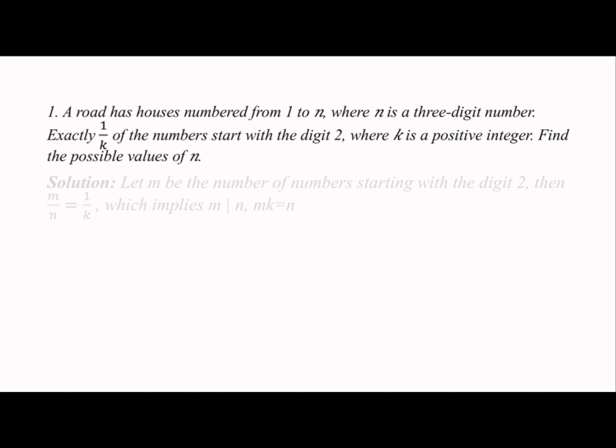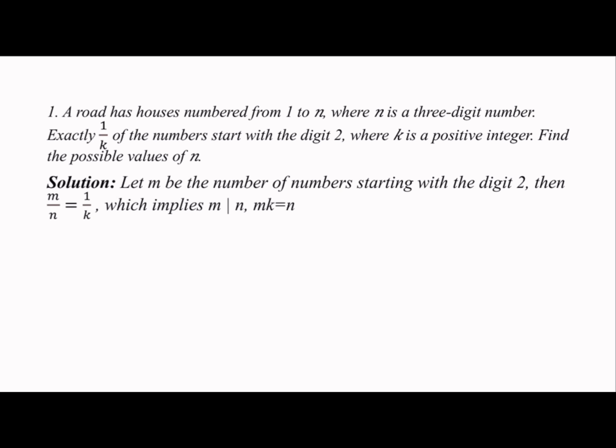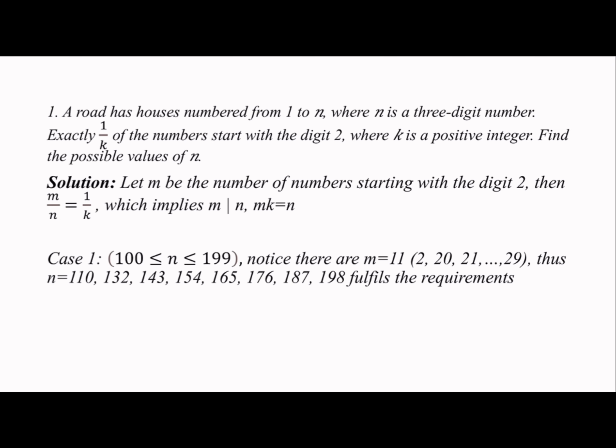We can start off by letting m be the number of numbers starting with the digit 2. Then m over n will be equal to 1 over k. This implies m needs to divide n, and m times k equals n. So we can divide into basic cases, such as when 100 is smaller than or equal to n, which is smaller than or equal to 199. Notice m equals 11 because of the number 2, and the numbers 20, 21, and all the way up to 29. Therefore n must be a multiple of 11.